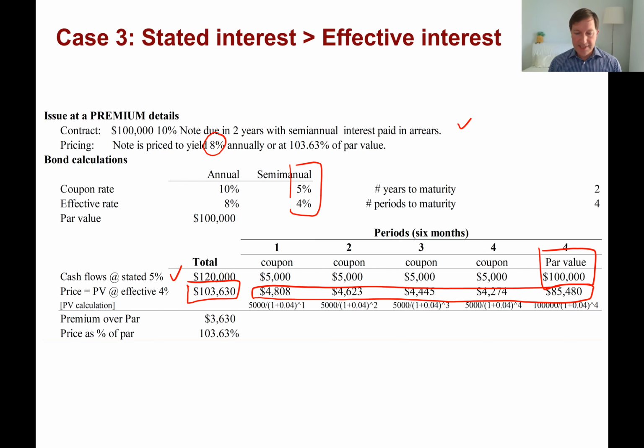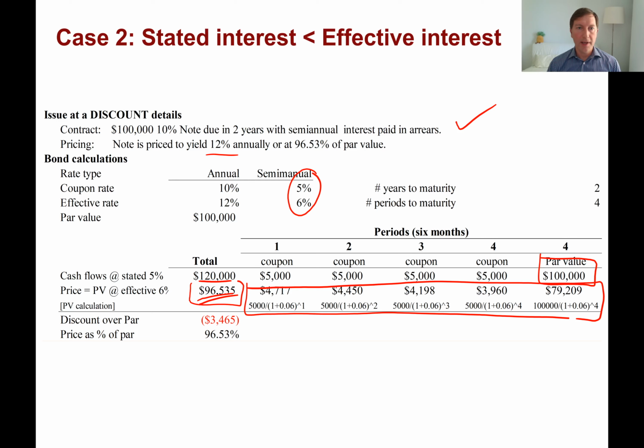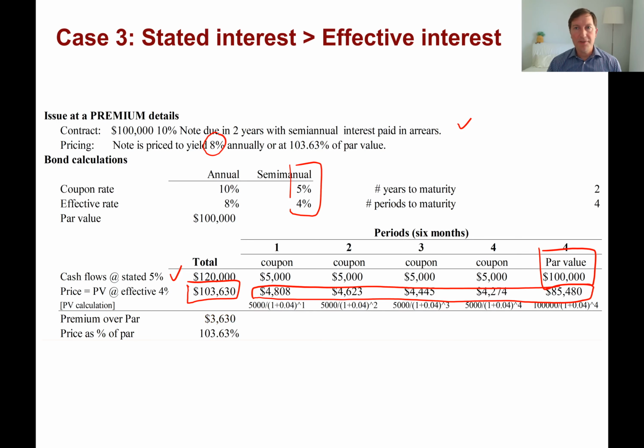In case of a discount, if we go back over here, the opposite is true, right? The intuition behind discount is the following. The market is pricing the bond at 12%, but for whatever reason, suppose we are cash constrained, we are willing to pay only 10% per period. So we are only paying 10% of par value, but the market is charging us 12%. Therefore, it's got to be the case that the market is going to price this bond at less than par value in order to determine its fair price.